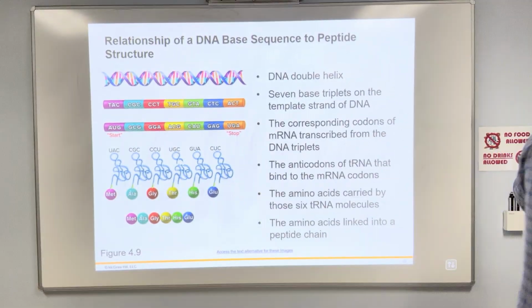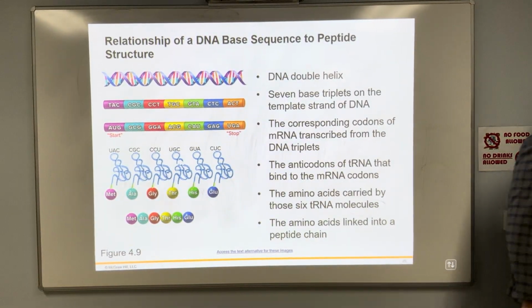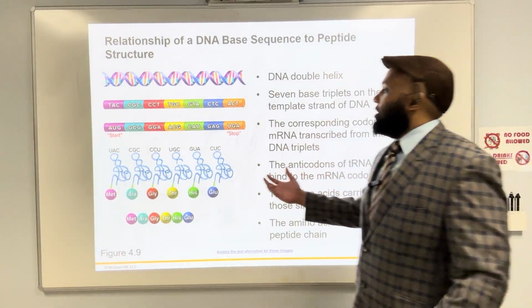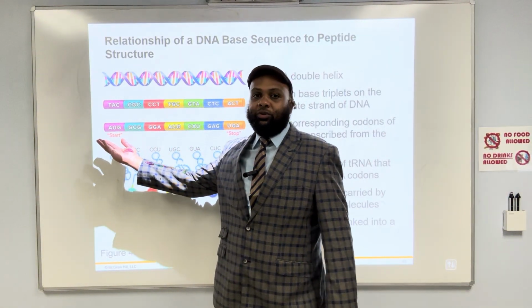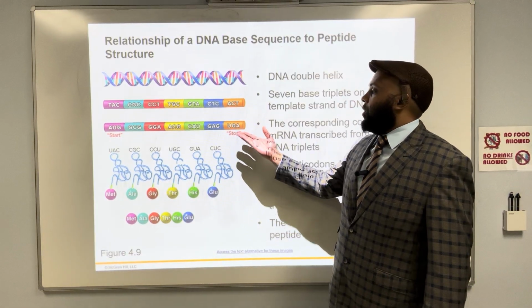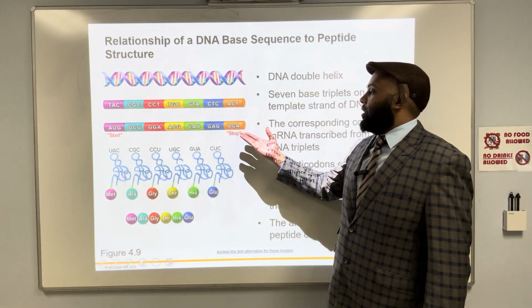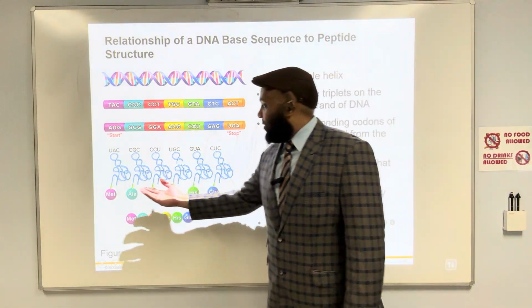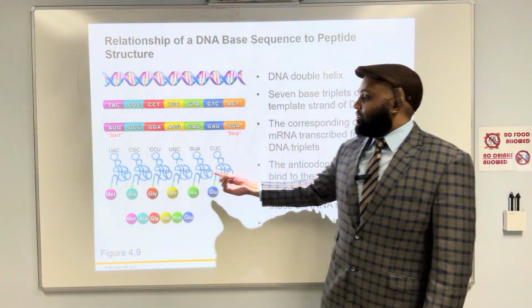We stopped at the relationship of the DNA-based sequence to the peptide structure. So we have a start codon, AUG, and we have stop codons: UGA, UAA, and UAG. Those are the stop codons. So what's the name of this structure here?